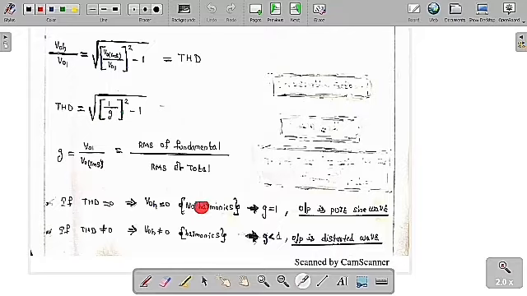So THD is equal to the square root of (1 by G) whole square minus 1, where G is the ratio of the RMS value of the fundamental component by the RMS value of the overall signal.